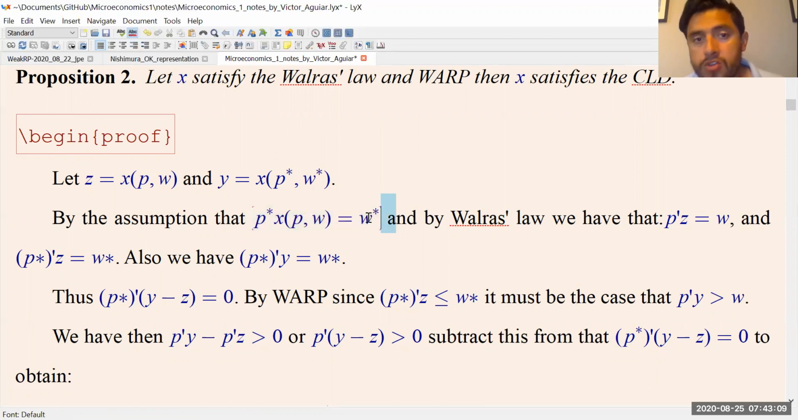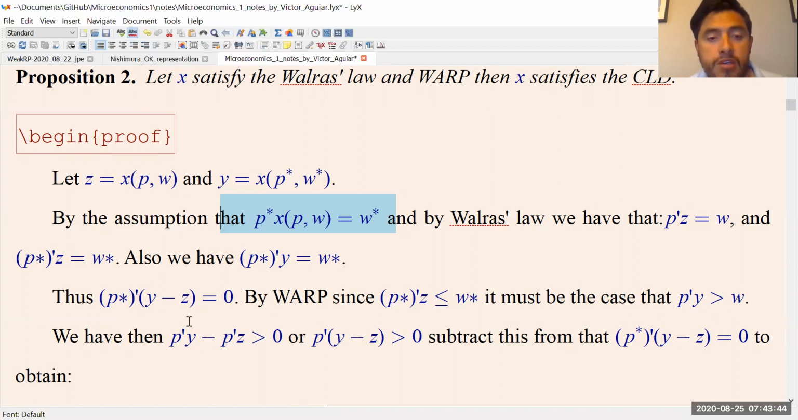This is not by Walras' law, sorry, this is the compensation, the Slutsky compensation. And then by Walras' law, I have that p times z is equal to w. And also, by Walras' law again, p star times y is equal to w star. Then p star times y minus z is equal to 0. By WARP, we know that the original bundle at the new situation costs less than or equal to w star, and it must imply that p times y is strictly more expensive than w.